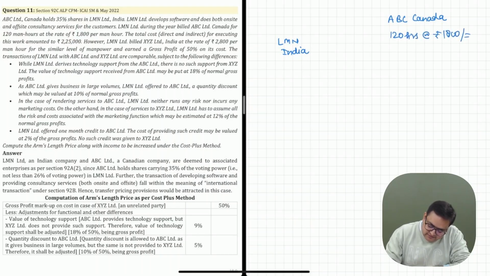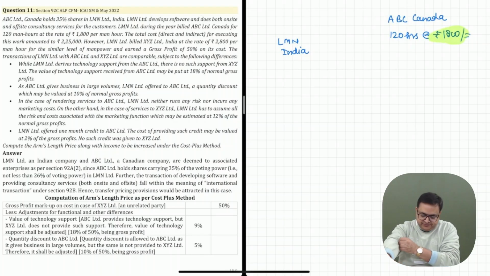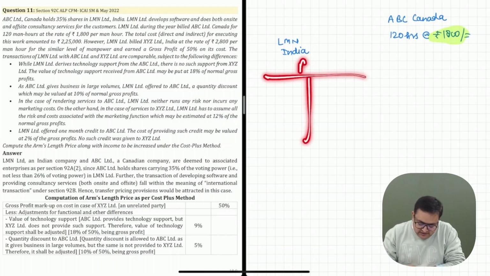So this 1800 might not be the correct value, right? So this is what we have billed it for. This is our purchase transaction or a sale transaction for India. For India, it is a sale transaction. Got it? So it might be the position that this is a sale transaction.